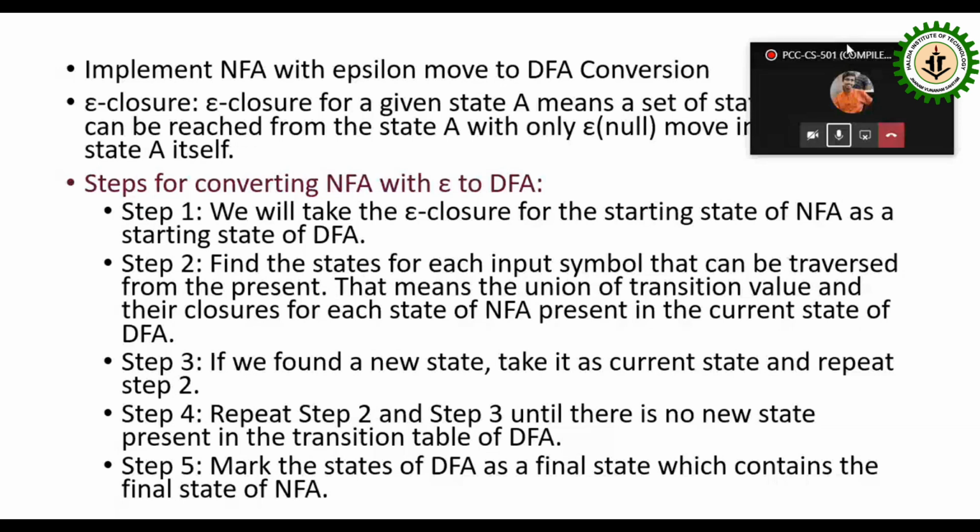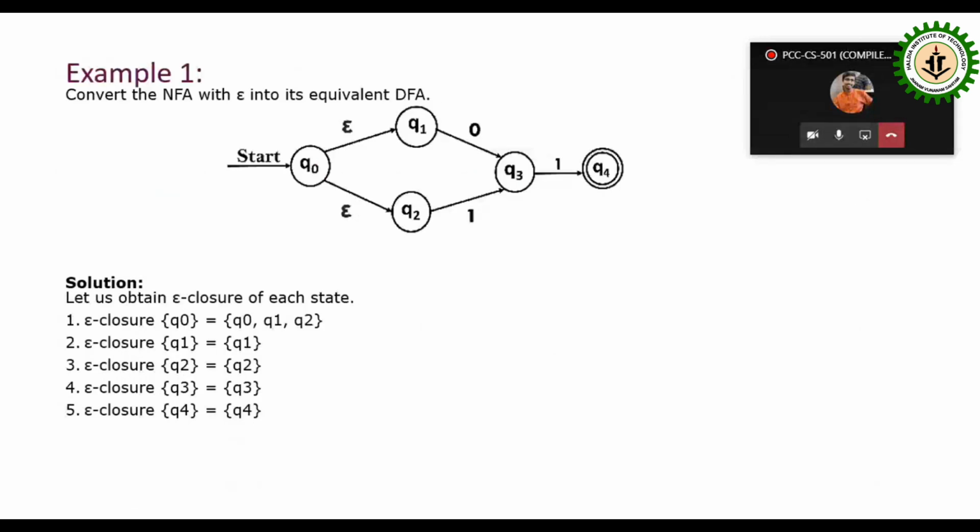Let's see an example. Convert the NFA with null into its equivalent DFA. We are taking states Q0, Q1, Q2, Q3 and Q4. From Q1, on 0 input, you go to Q3. From Q2, on 1 input, you go to Q3. And from Q3, on 1 input, you reach the final state Q4.